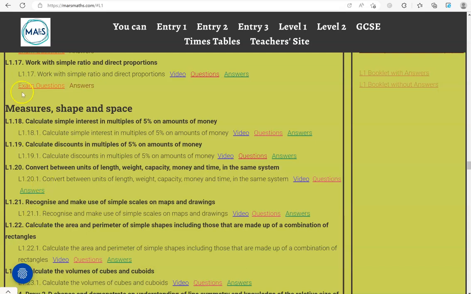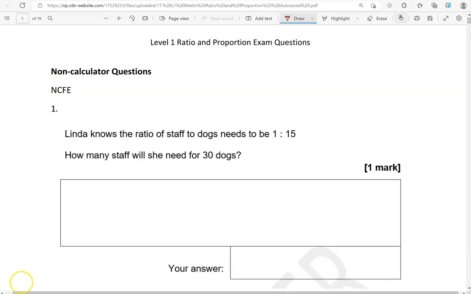In this video, we'll go through exam questions that cover the criteria, work with simple ratio and direct proportions. You can locate the questions on the mathsmath.com website under level 1. The questions come from different exam boards. We'll start with the non-calculator questions and then we'll move to the calculator questions. Here is the first one.